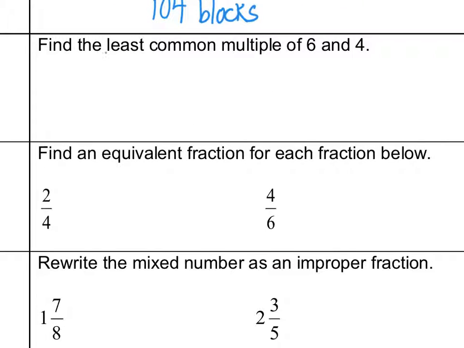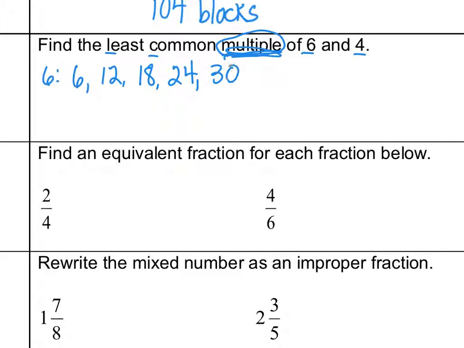All right, find the least common multiple of 6 and 4. Multiples are different from factors. Multiples are just skip counting by that number. So we'll start with 6. Let's see, 6, 12, 18, 24, 30. We'll stop right there. We might need to go farther, but we'll see.